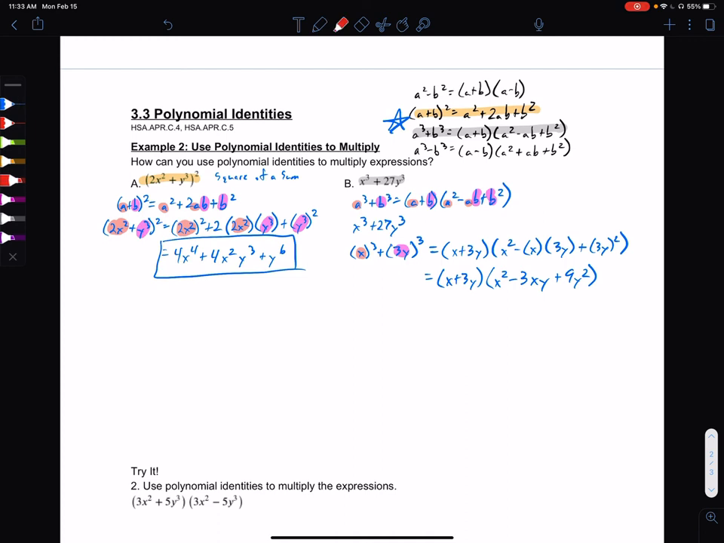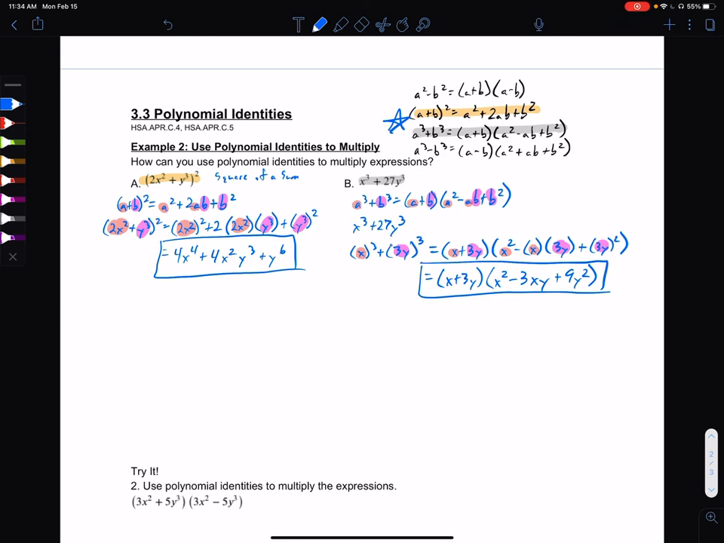Let me go back and highlight these like I was supposed to. Those 3y's would be our terms. And then that original x cubed plus 27y cubed, my original expression, multiplied out would look like this.